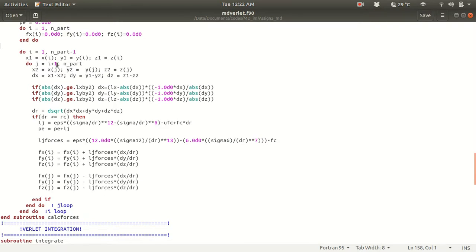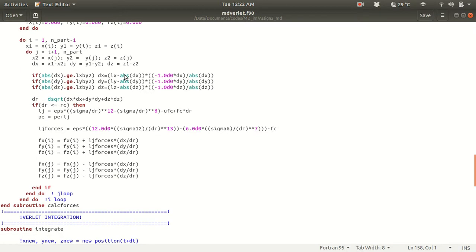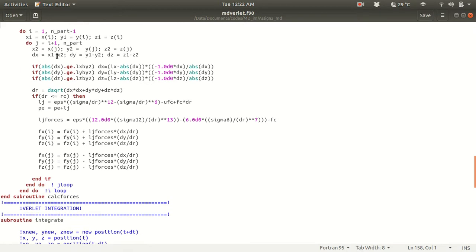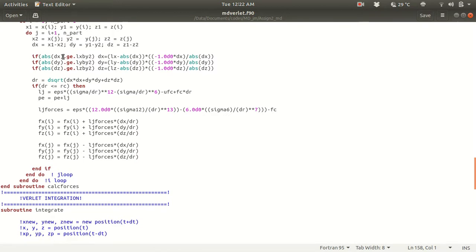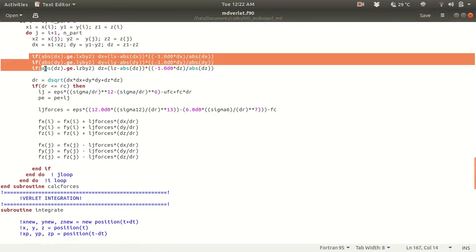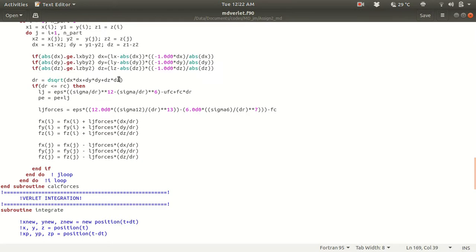And I define x2 to be x of j, y2 to be y of j, and z2 to be z of j, and then I define dx to be x1 minus x2, dy to be y1 minus y2, and dz to be z1 minus z2. So next, I have to apply the periodic and minimum image condition, which I have described already in my theory lecture. So you just go through that lecture, and then it will be clear to you.